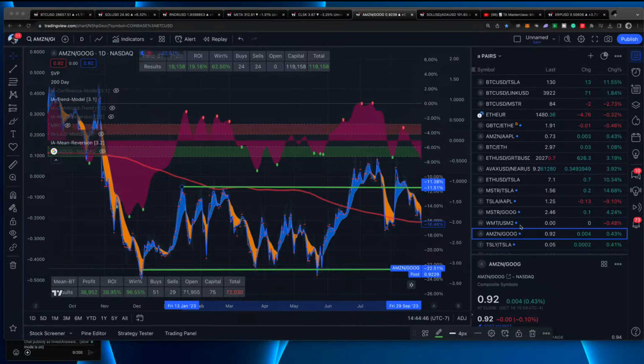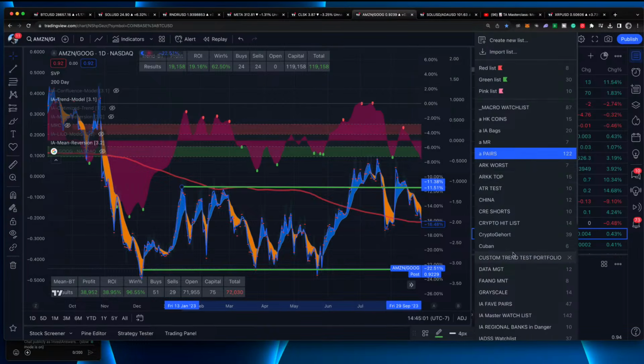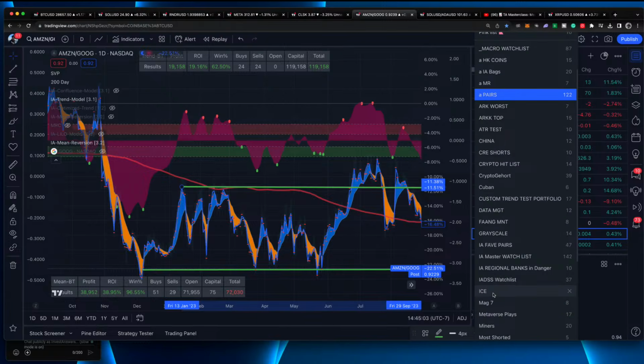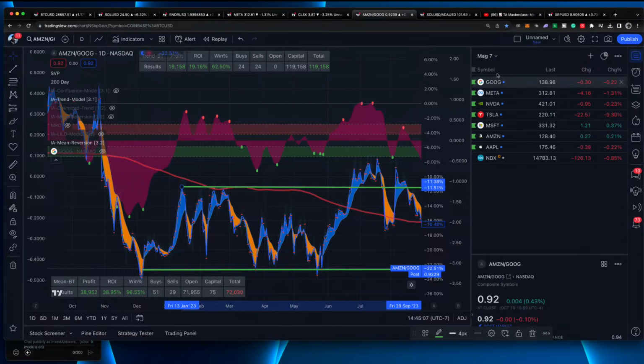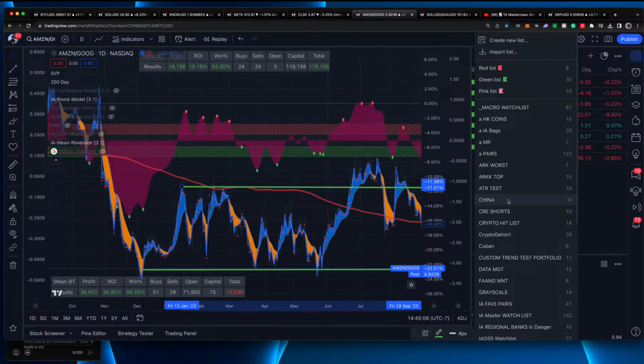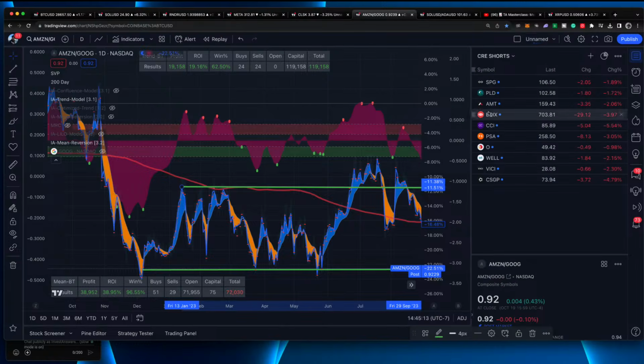You talk a lot about a narrow focus. What assets would you stick to with to master the tools? It's very, very important. In full disclosure, I've got a ton of lists I watch. Literally, I'm looking at ICE car makers, the Magnificent Seven, the old FANG, China stocks, commercial real estate shorts.